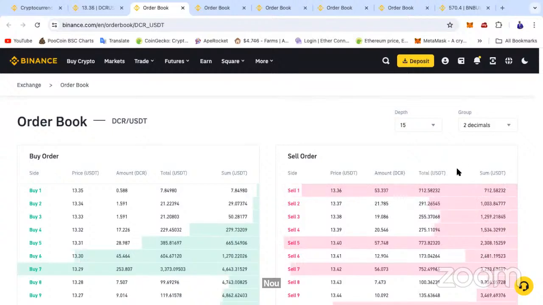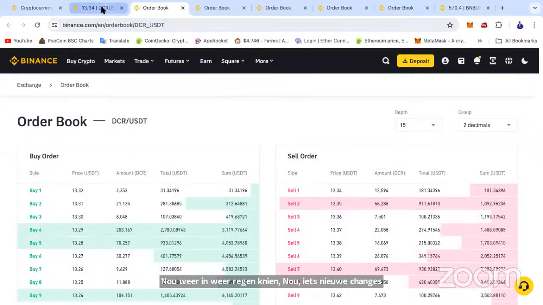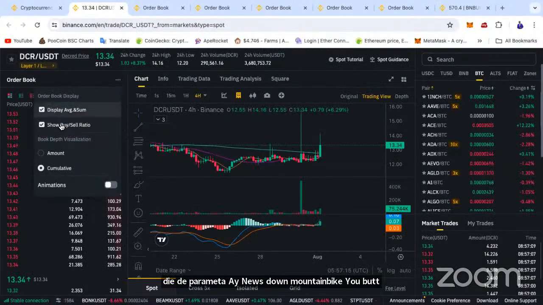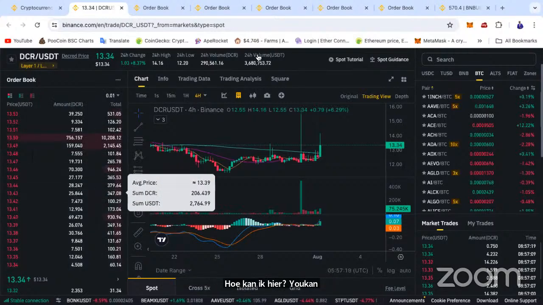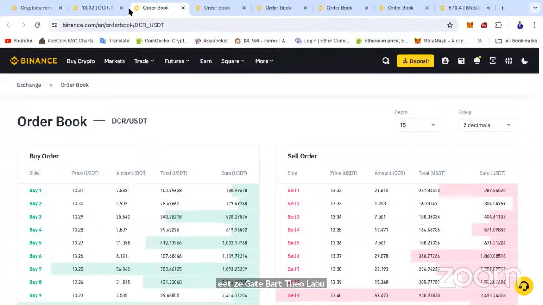Very, very clear. Now it's me who changed the parameter. I used the amount. I can use cumulative. Let me take you back. When you come here, you can choose, and you be specific. So let's get back to the order book. Has it received my change?